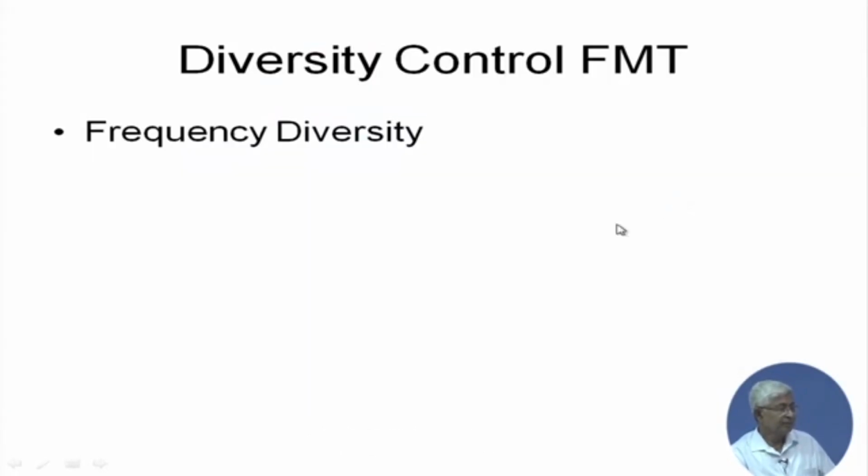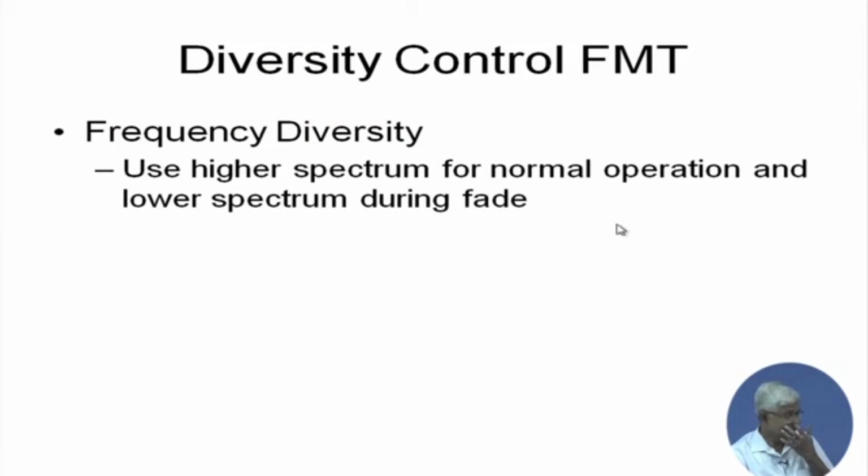You can have frequency diversity. You use the higher spectrum for normal operation, with many advantages, and when fade occurs, since the higher spectrum has large attenuation, you come down to another spectrum where this attenuation does not exist or is reduced. But of course you understand the difficulty: you have to have a complete uplink and downlink chain at two frequencies, both in the satellite and on the ground. And if you have a network, all the ground systems should have this.